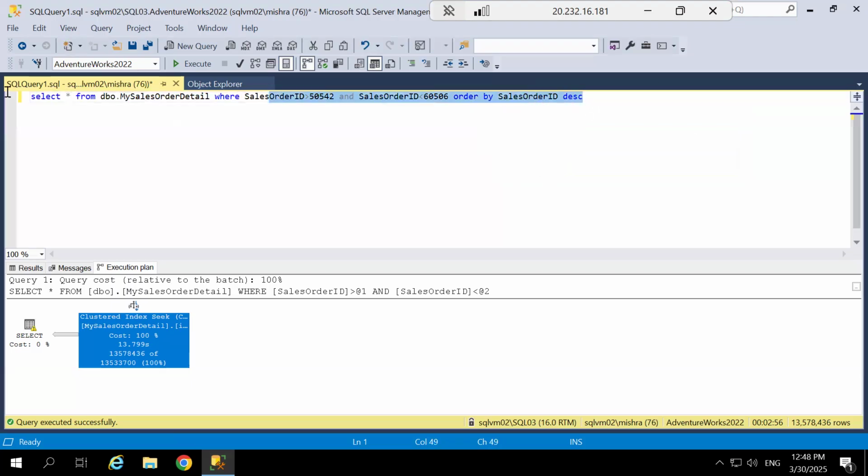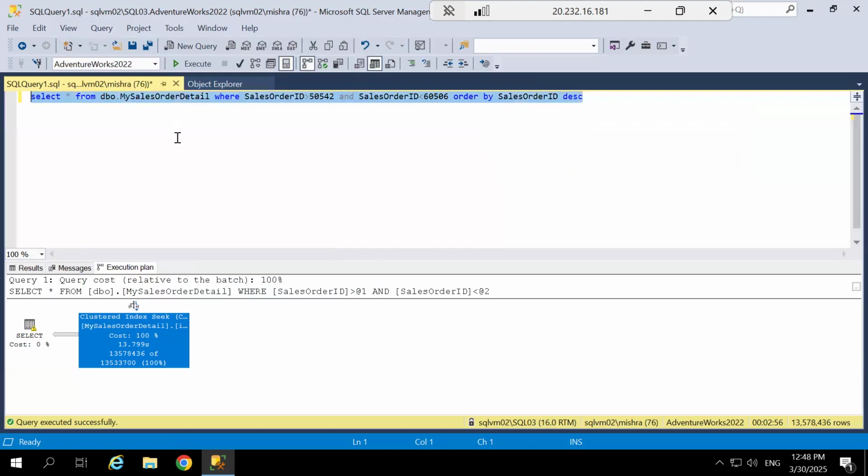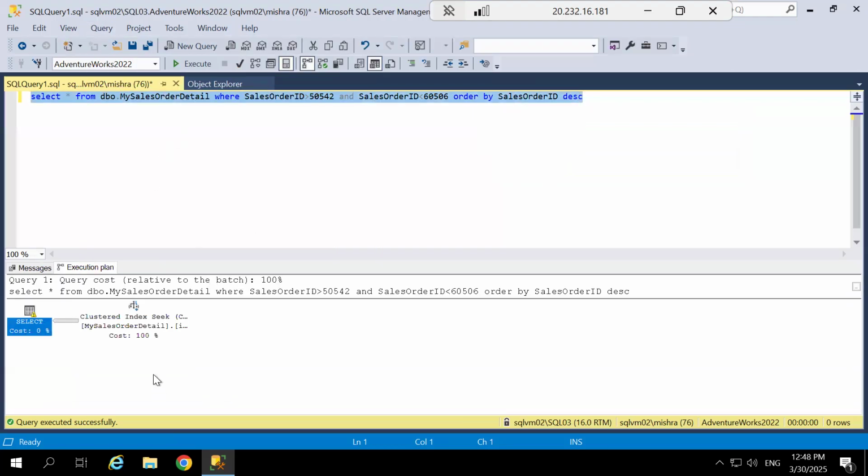Let us first see its estimated plan, right? Go to query and check for its estimated plan. Display estimated execution plan is here. What it is saying, still it is going with single processor. So that is the estimation, but let us do something more here.